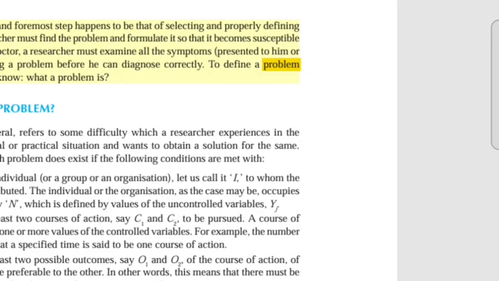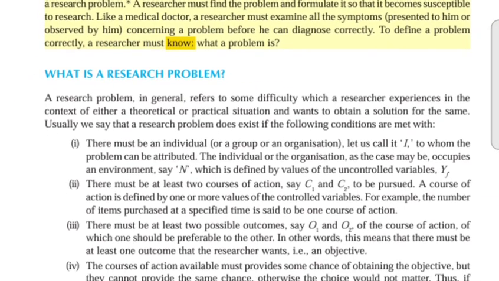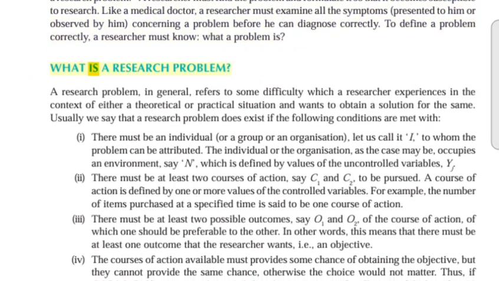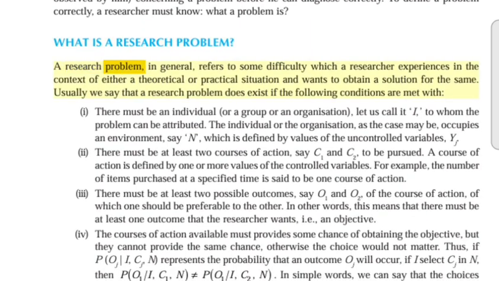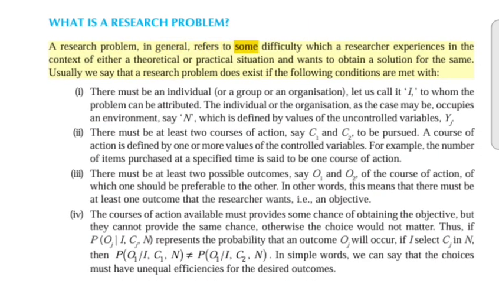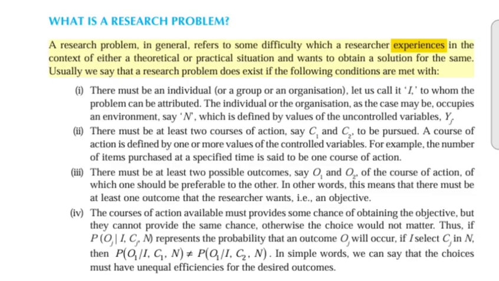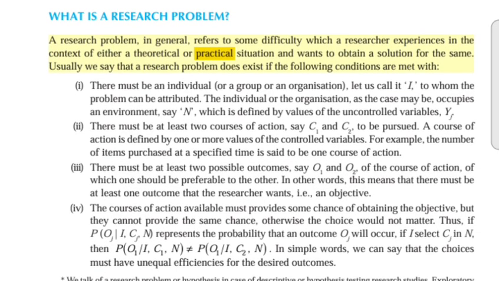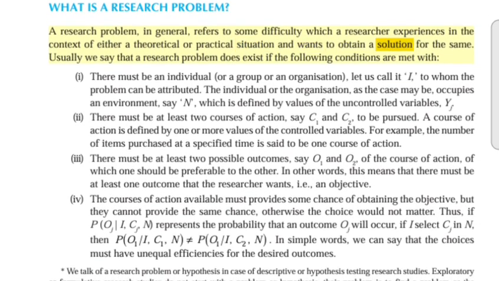To define a problem correctly, a researcher must know what a problem is. What is a research problem? A research problem, in general, refers to some difficulty which a researcher experiences in the context of either a theoretical or practical situation and wants to obtain a solution for the same. Usually we say that a research problem does exist if the following conditions are met with.